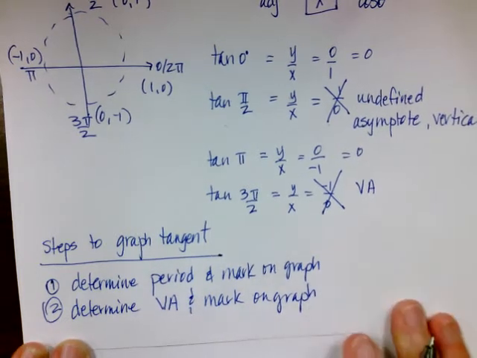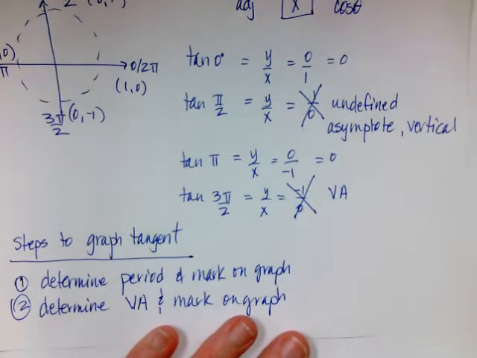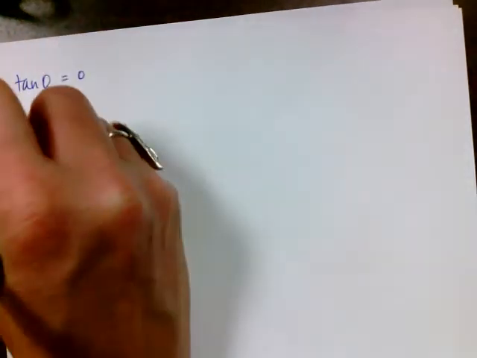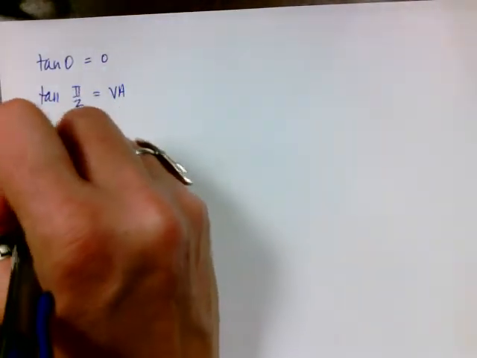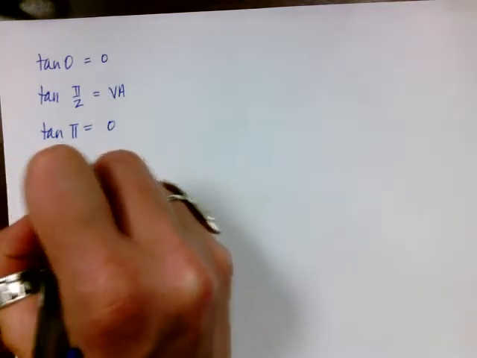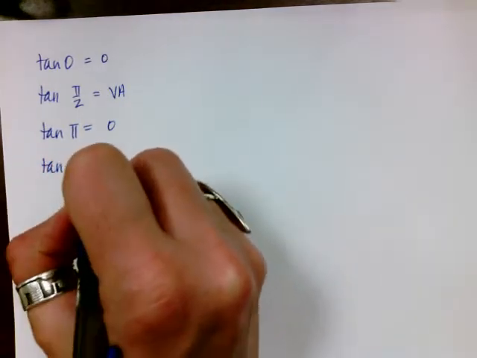Okay? Alright. So I'm going to actually show you what the graph looks like, and then I'll give you your generic equation. Okay. So if I remember the values, I'm going to write them here so we can see them. I know that the tangent is 0. I know that the tangent at pi over 2 is a vertical asymptote. I know that the tangent of pi was 0, and I know that the tangent of 3 pi over 2 is a vertical asymptote. Okay?